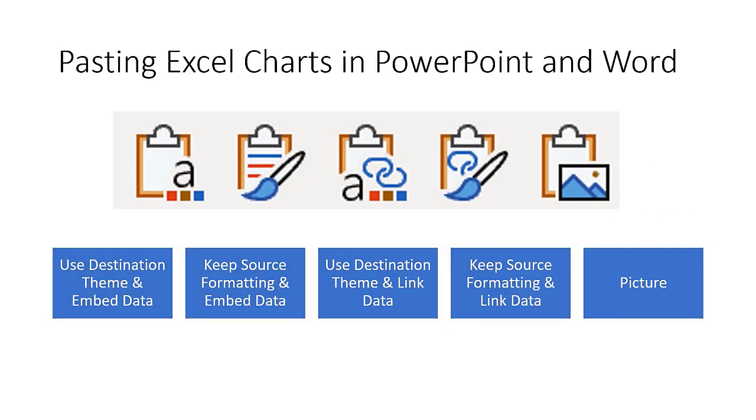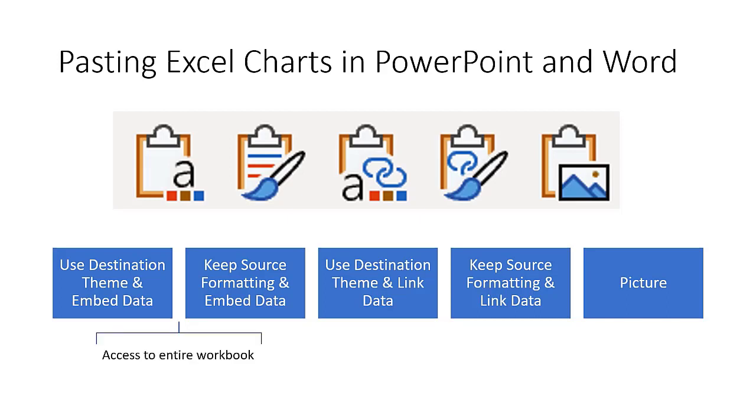You have 5 options when you're pasting Excel charts into a PowerPoint or Word. The first is use the destination theme and embed the data. You can keep source formatting and embed the data, or you can use the destination theme and link data, or you can keep source formatting and link the data. And finally, you can paste any chart as a picture.